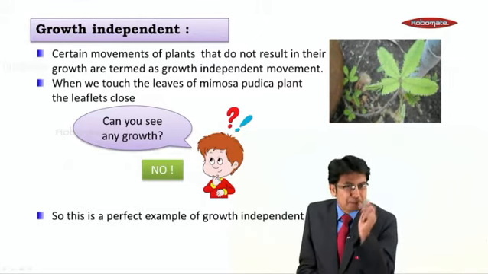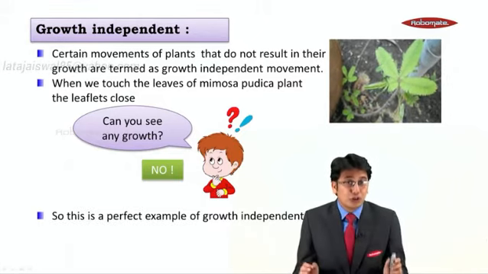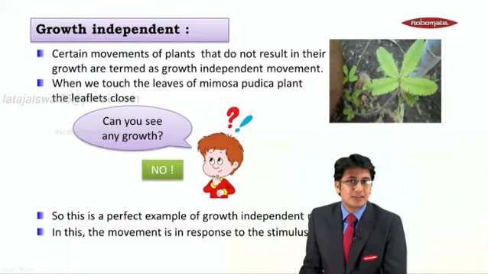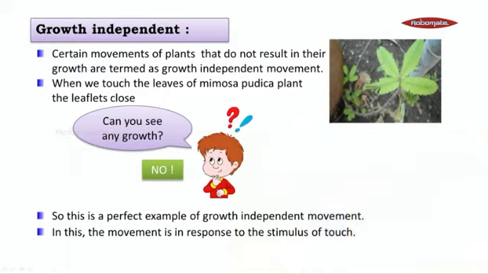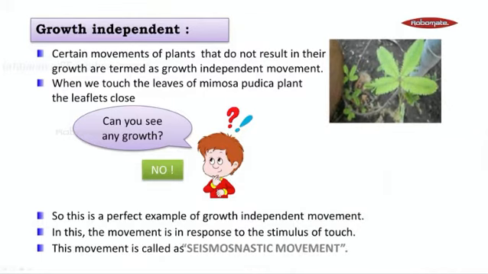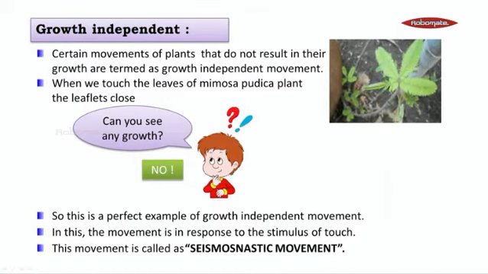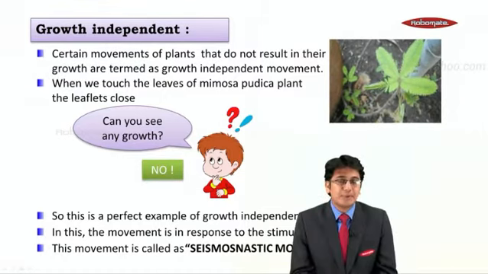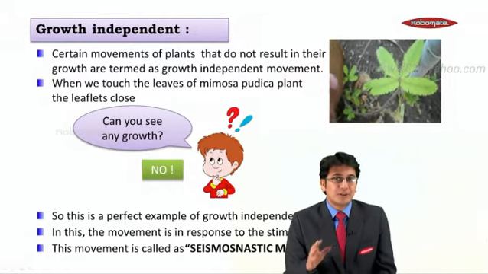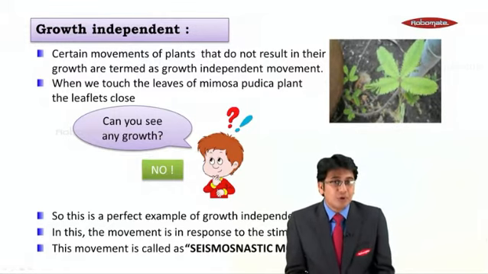So this is a perfect example of growth independent movement. In this, the movement is in response to the stimulus of touch. And such movements which happen due to the stimulus of touch are called seismonastic movement. So this is a beautiful example of seismonastic movement: the movement in response to the stimulus of touch.